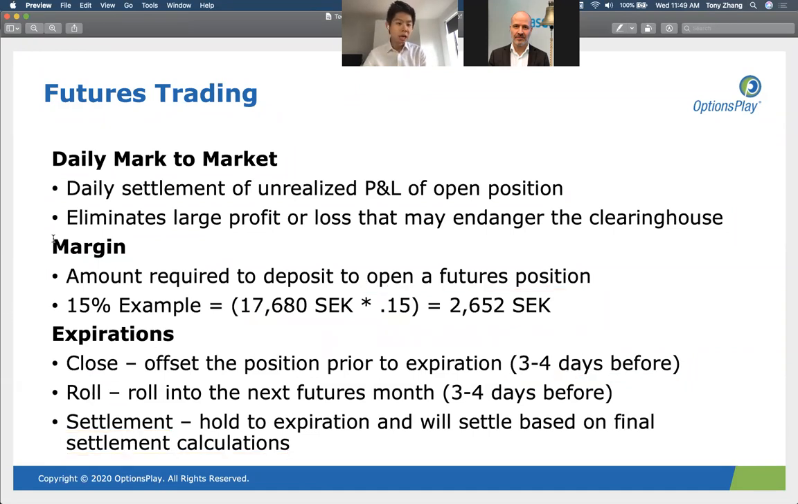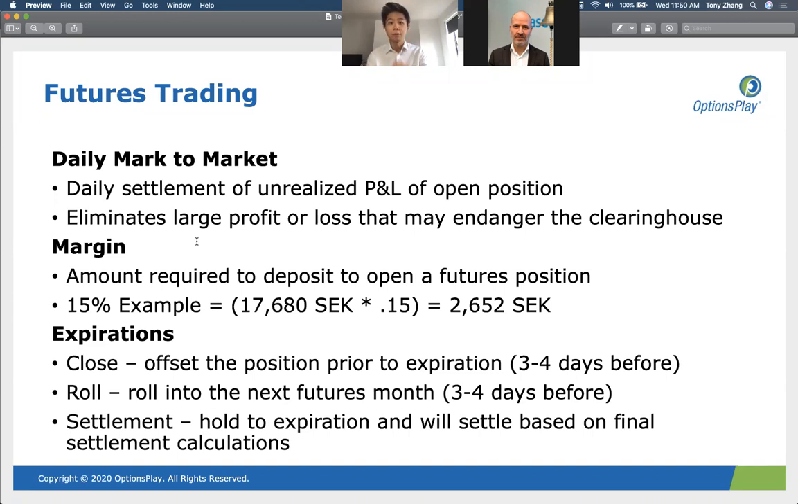So those are the general things to be aware of when you're trading futures that is a little different than when you're trading stocks or trading options. The expiration part is similar to options because you have an expiration date. You have to choose something to do. You can hold it through expiration, but rarely do we hold options through expiration. We usually either close it or roll it before expiration. The same thing with your futures contract.